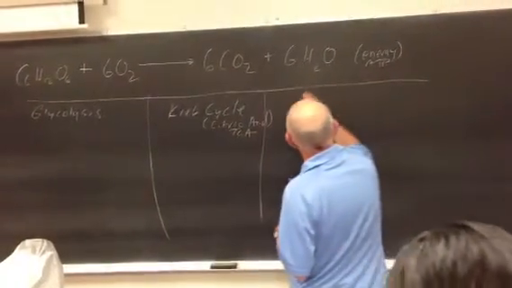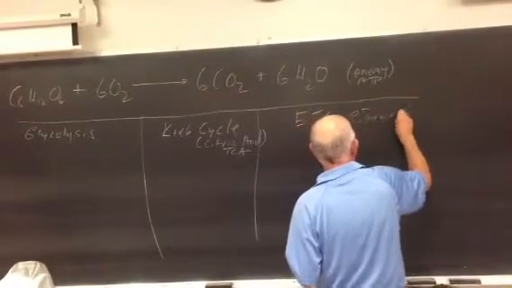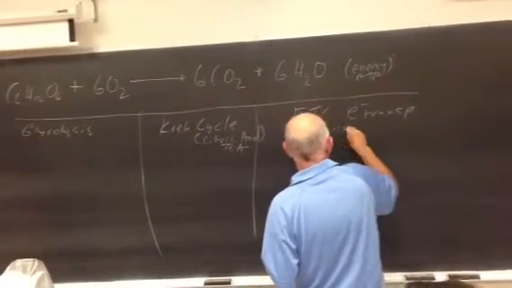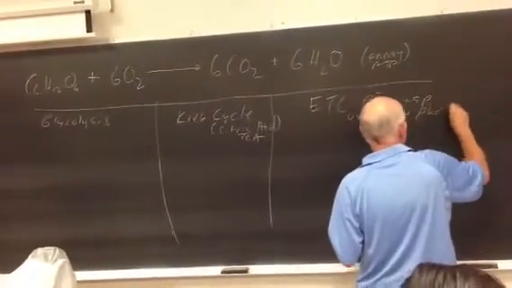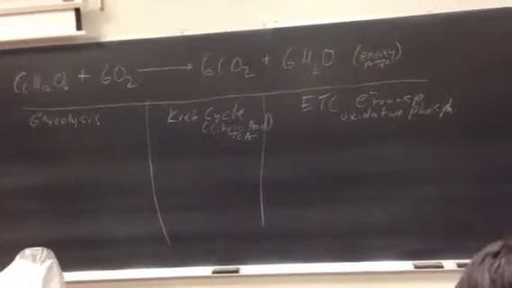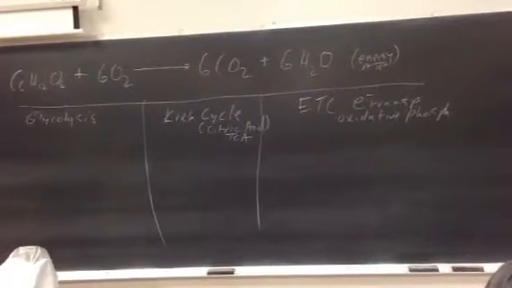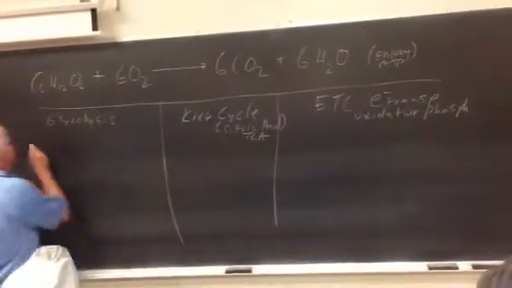Okay, now you can put ETC, you could put electron transport, you could even call it oxidative phosphorylation. Okay, same thing. Now, next thing I want you to put: where does glycolysis occur?